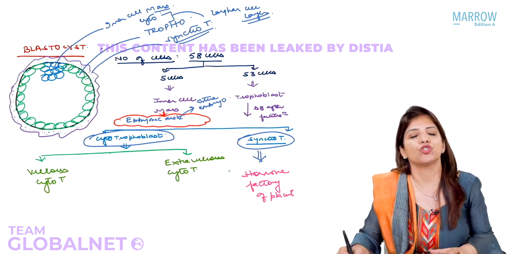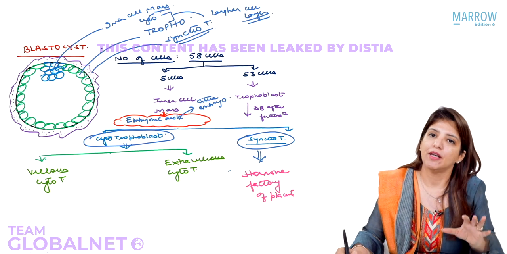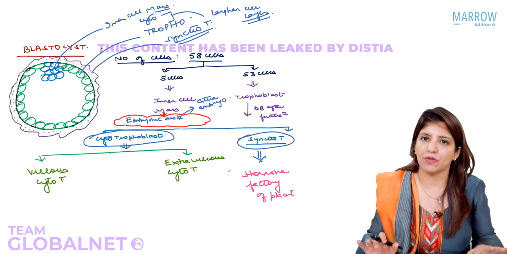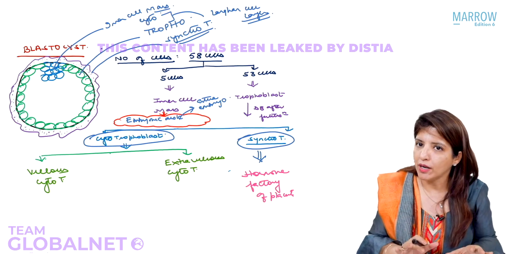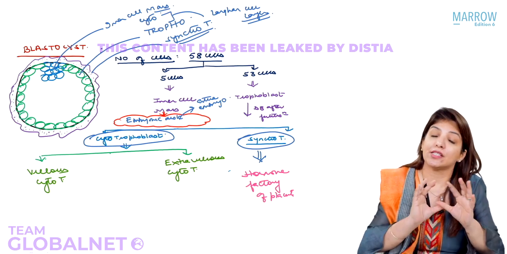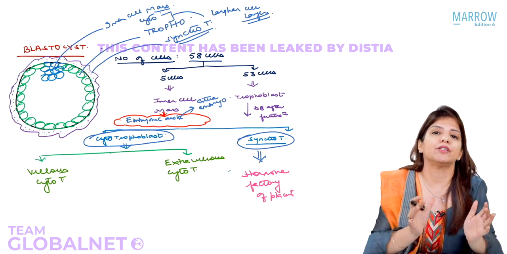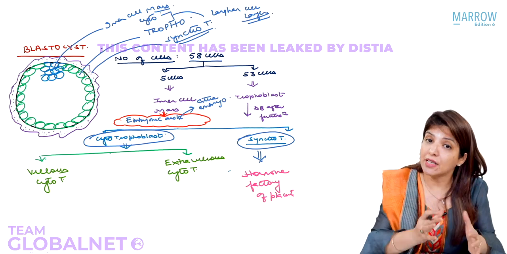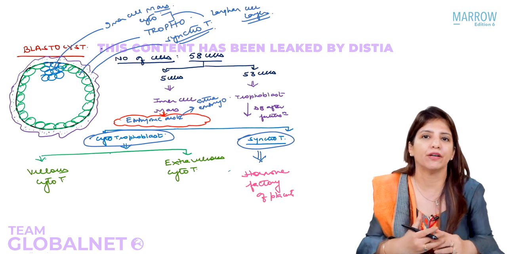The role of syncytiotrophoblast is that it is the hormone factory of the placenta. Apart from this, cytotrophoblast and syncytiotrophoblast don't have any other role. The entire embryo is formed by the inner cell mass. So it's the inner cell mass which has a very, very important role of forming the entire embryo.